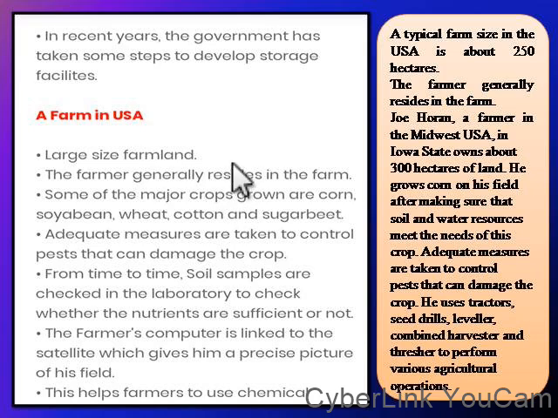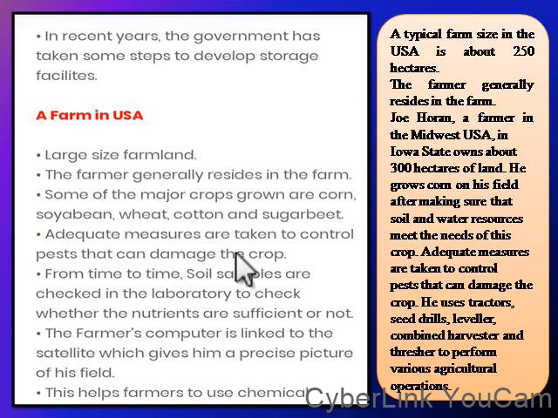Now let us see a farm in USA, how the farmers of USA cultivate crops. The farmers have large size farmland. The farmers generally reside on the farm. Some of the major crops grown are corn, soybean, wheat, cotton and sugar beet.